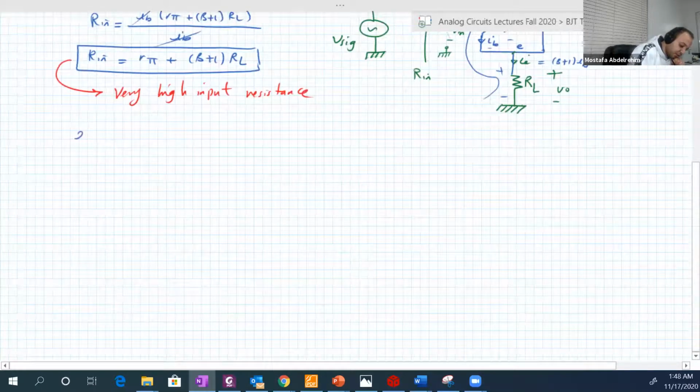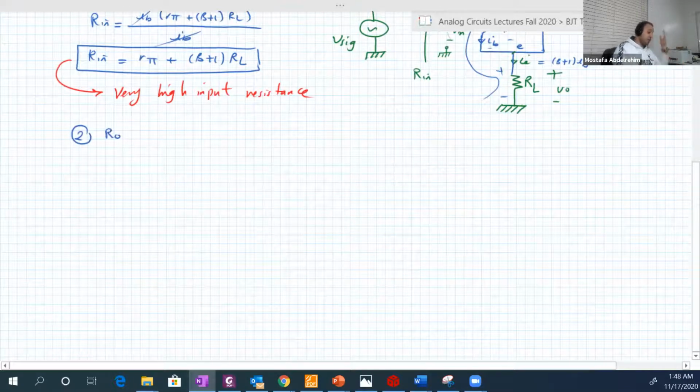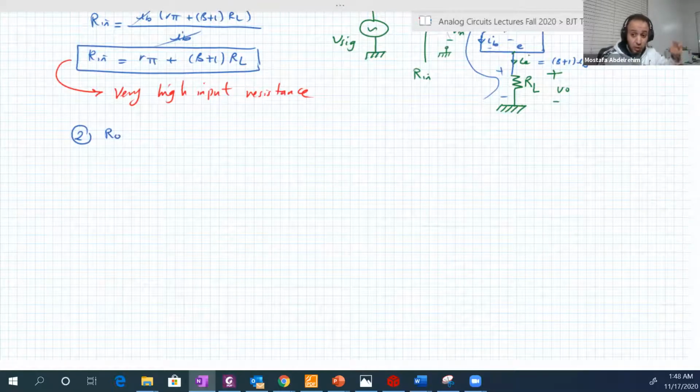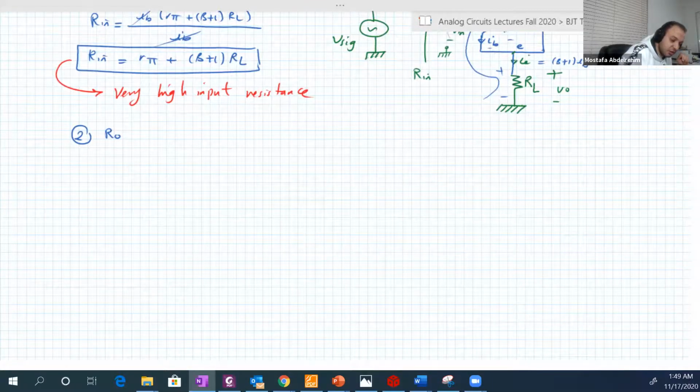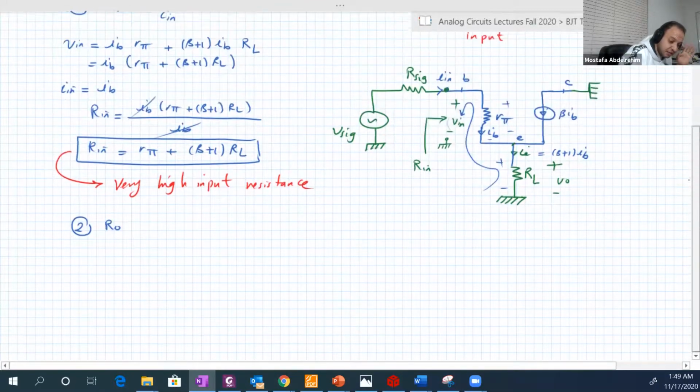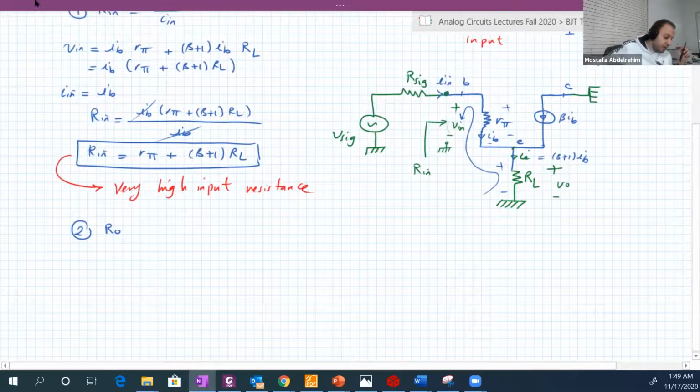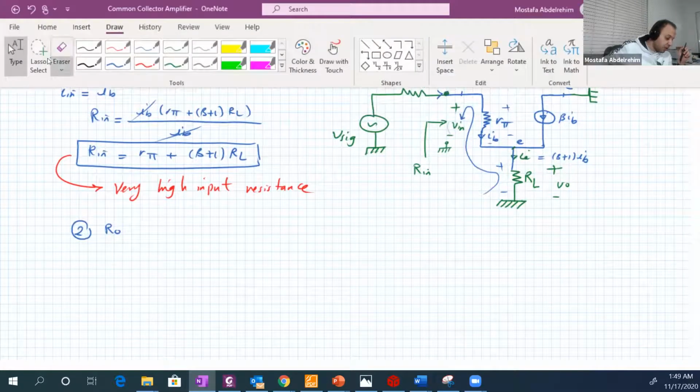RO, number 2. RO is the resistance seen by the load. So we must remove the load and put a testing voltage source like Vx that produces Ix, and RO will be Vx over Ix. So let's do that. Let's draw the same circuit again, and we can just make a copy and paste of it to not waste our time.